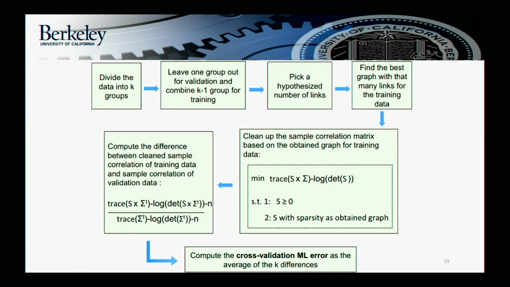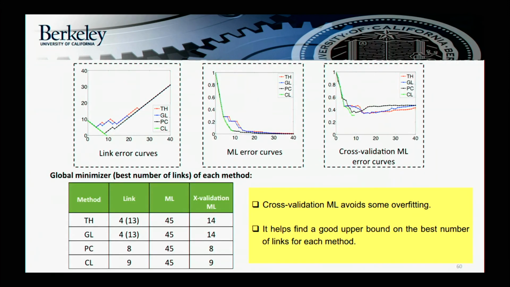we slightly modified our algorithm. Basically this is similar to what we've done before, but this is based on the idea of cross-validation. So we're going to divide our data into k different groups, and then we're going to leave one group out for validation, and then use the remaining k-1 groups for training. And then we're going to solve this optimization problem for the training data set and test the idea on the validation data set. And if you do this for the same example that I've shown you, you can see that the curve at some point starts going up, right? So in this scenario, we can see that we can resolve the issue. And by looking at the global minimum of these curves, we can find a good upper bound on the true number of links.